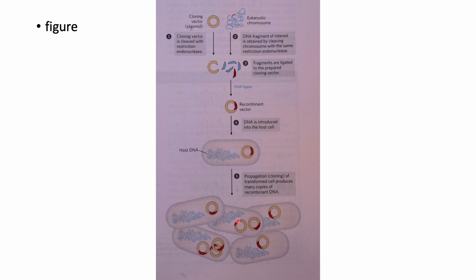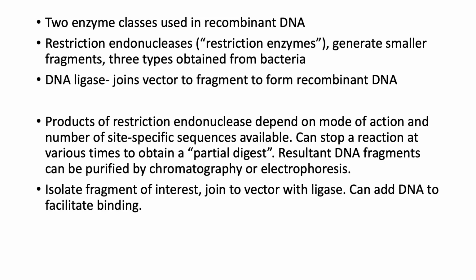It's amplified if there's a marker attached or a biological activity that is consistent or characteristic of this segment of interest. You can isolate it and then go ahead and get recombinant. So this is the kind of process you get with a polymerase chain reaction to get more entities. There are two enzyme classes that are used in recombinant DNA. Restriction endonuclease is called a restriction enzyme.